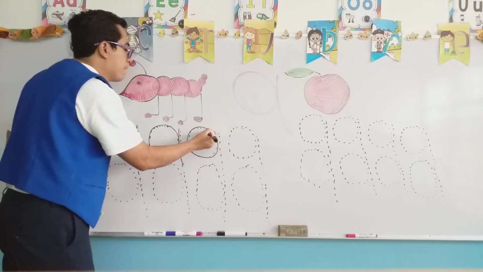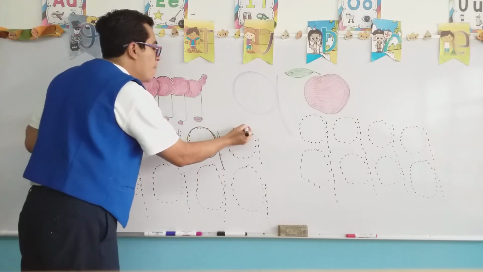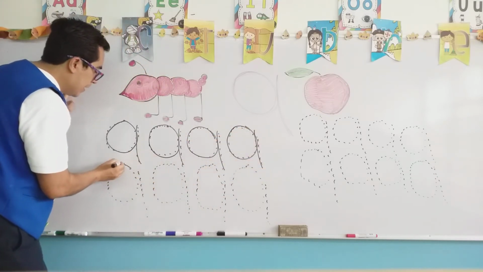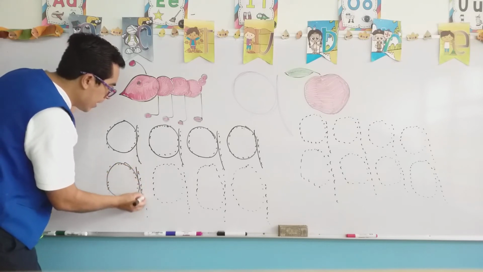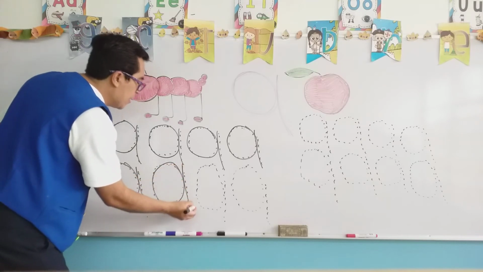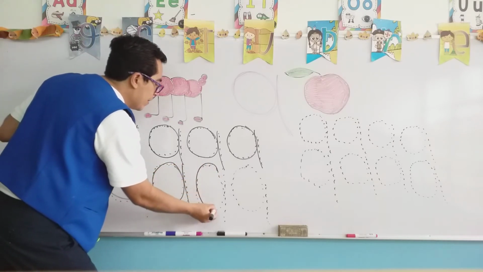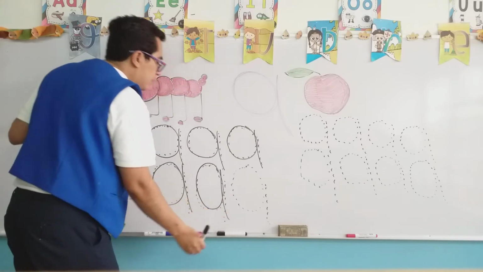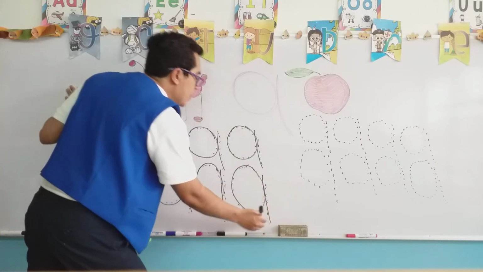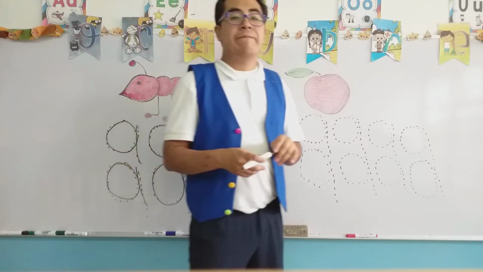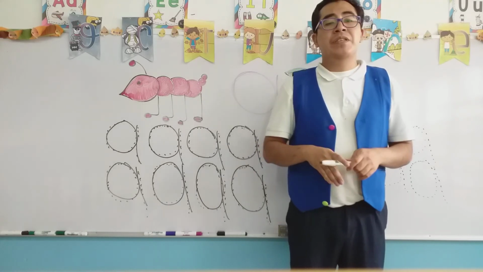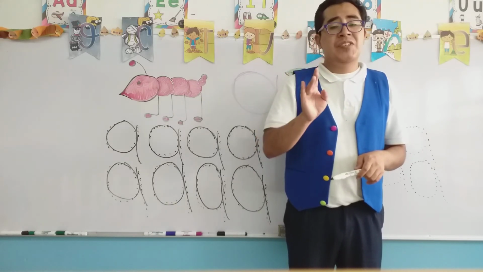Small a. The letter of ant. Ant, it's an insect, color red. Ant begins with the letter small a. Small a, it's the new letter of today. Very good. Now remember, in your activity, you have more examples to trace.